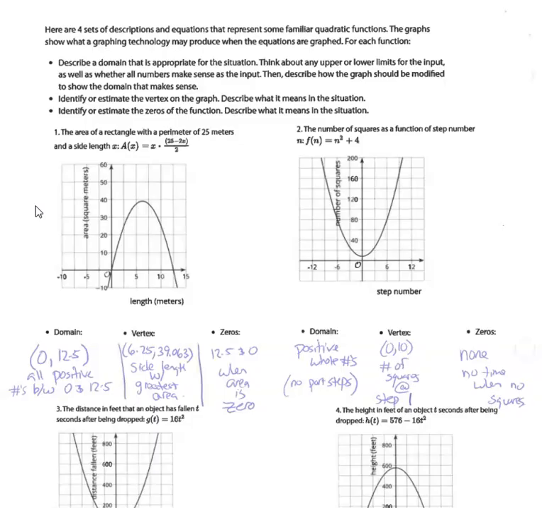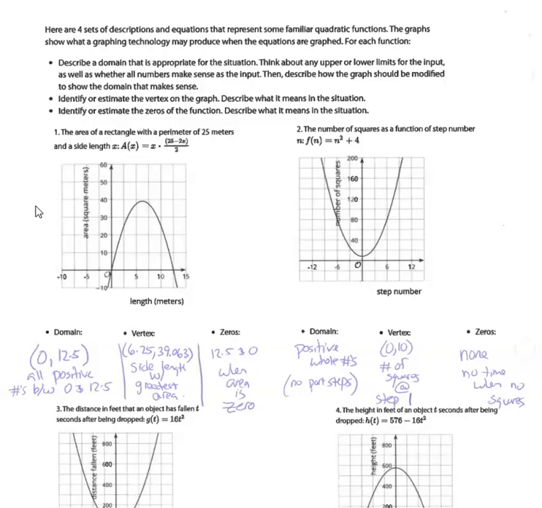The vertex in this case is (0, 10), and what that means is that at step 0, you already have 10 squares. So that is going to tell you the least number. Like I told you, the vertex usually tells you the maximum or the minimum. In this case, it's going to tell you the minimum. The minimum number of squares you could possibly have is 10.